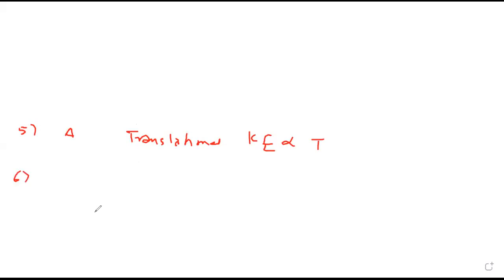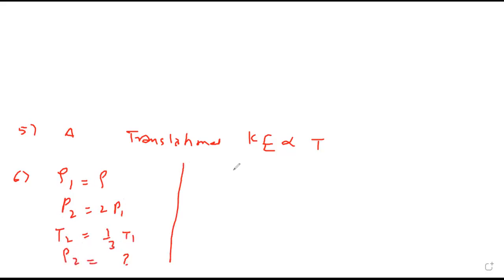6. Density of a certain mass of gas at STP is rho. If the pressure is doubled and temperature is made 1/3, the new density will be how much? Density in the first case is rho. If pressure is made double of original and temperature is made 1/3 of the initial, the new density will be how much? See, whenever anything related to gas comes, you can start directly with the ideal gas equation, PV equal to nRT. This is obeyed by all gases.